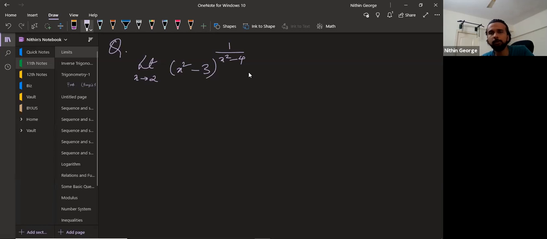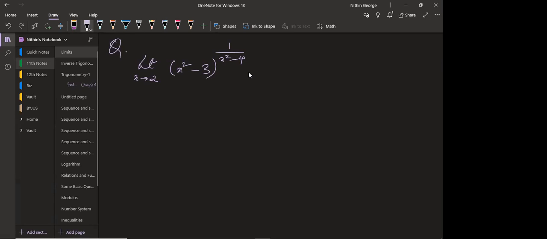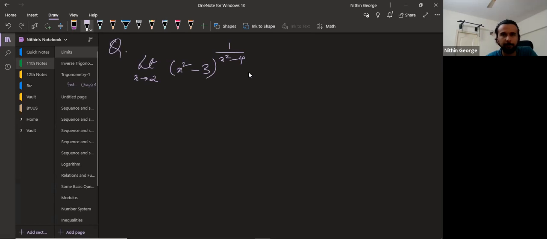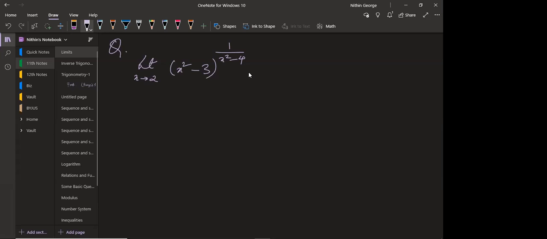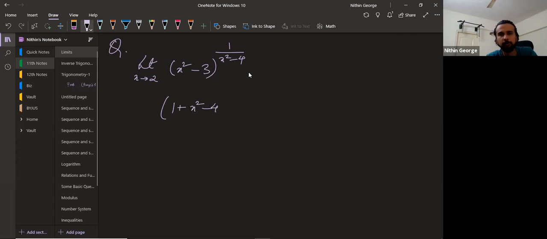So when you put x tends to 2 inside this, what happens? You get 1 raised to infinity form, right? You're getting e. Okay. So this can be written as 1 plus x square minus 4.